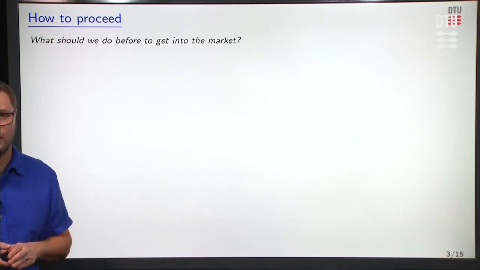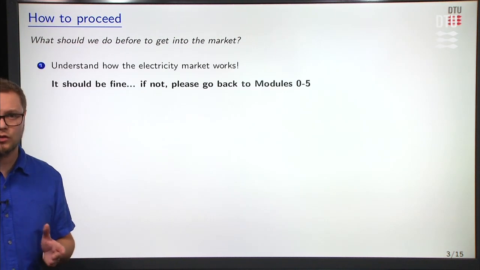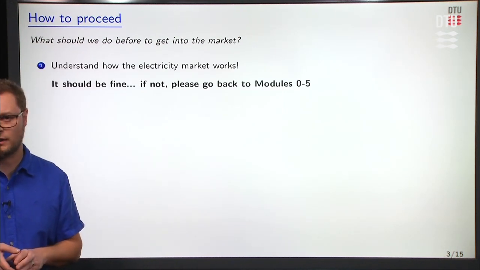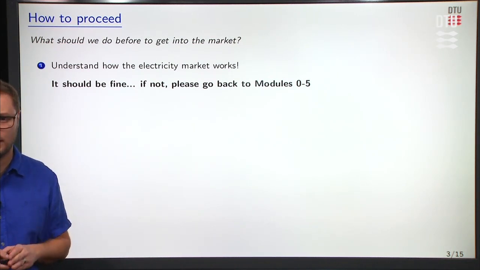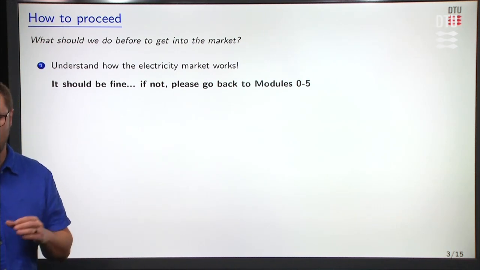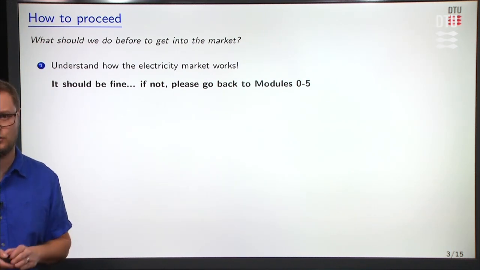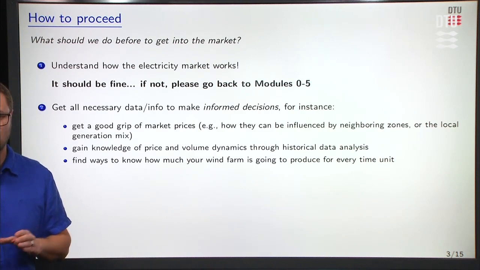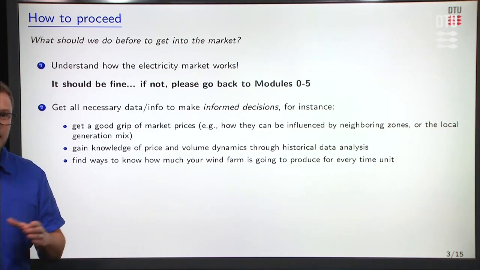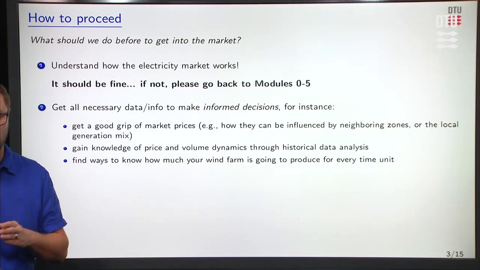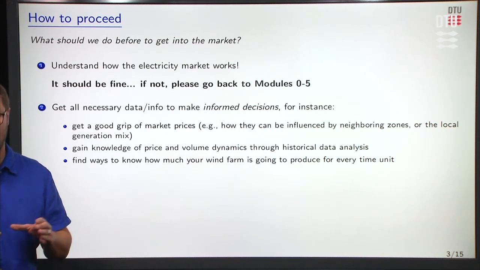How to proceed now? What should we do before getting into the market? First of all, we should get our market basics right, and that's why we've been going through the various modules from module 0 to module 5 to learn about market fundamentals, the various trading floors, impact of renewables on the market, etc. Now that we are there, we need to collect a lot of data and information to eventually make informed decisions. This kind of data and information will be about market prices, day-ahead market prices.